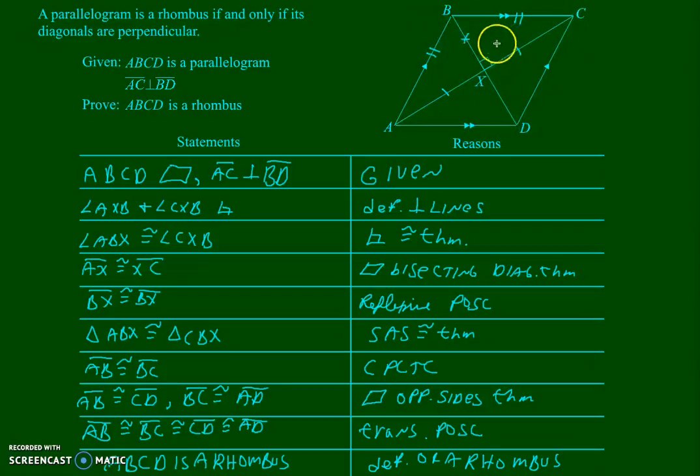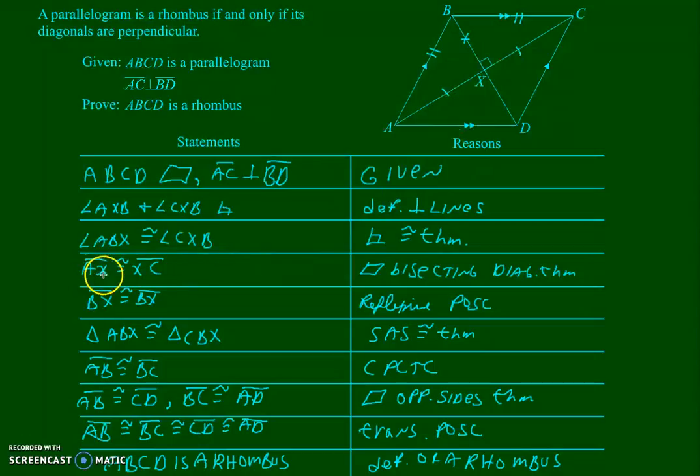The plan here is to show that these 2 triangles are congruent, and therefore these 2 sides are congruent. And since this is a parallelogram, this side is congruent to this side to this, and since all 4 sides are going to be congruent, we can show that this is a rhombus. So that's our general plan. So here's the given. We have angle AXB and angle CXB are right angles. So AXB, CXB are right angles, and therefore those angles are congruent. So AXB is congruent to CXB by the right angle congruence theorem.